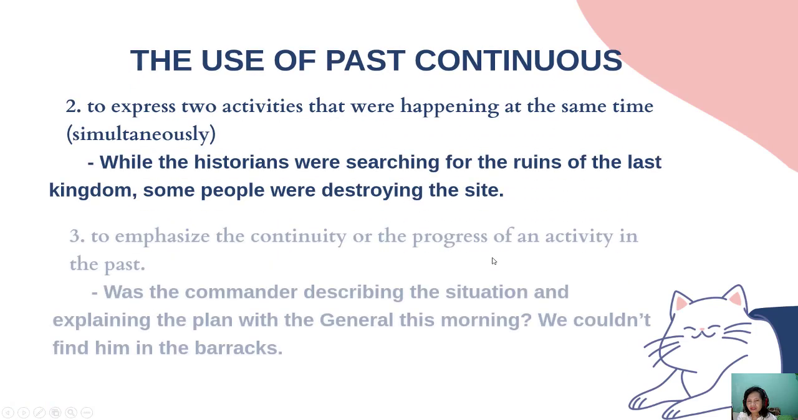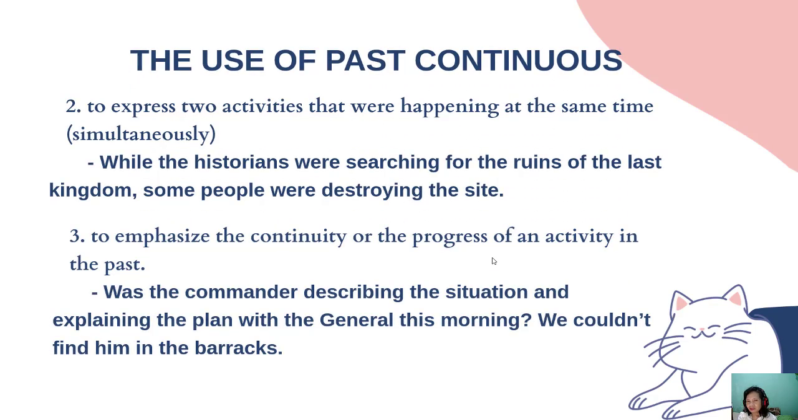Next, the use of past continuous. The second is to express two activities that were happening at the same time, simultaneously. While the historians were searching for the ruins of the Lost Kingdom, some people were destroying the site. So there are two activities here. The historians were searching and some people were destroying, and both were happening at the same time. That's why both are in continuous.